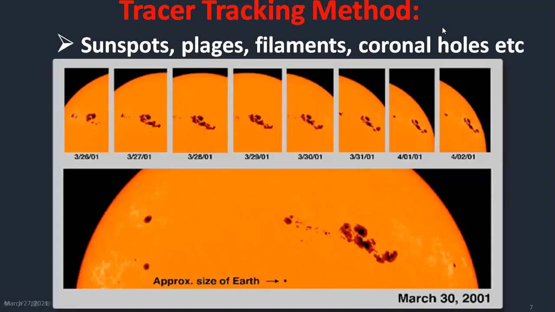Now I would like to discuss the methods to estimate the rotation period. The tracer tracking method is one of the oldest methods, in which some visible features like sunspots, plages, filaments, and coronal holes can be tracked day by day. The upper panel shows the locations of the sunspots, and we can see these sunspots are moving towards the right side. So by the movement of these sunspots, the rotational profile of the sun can be obtained.